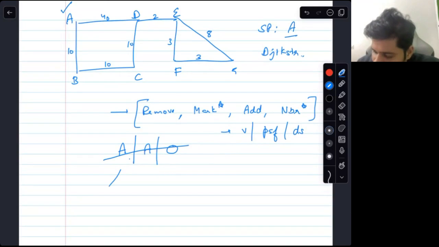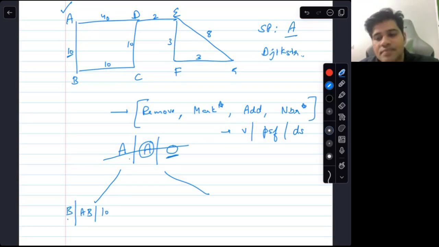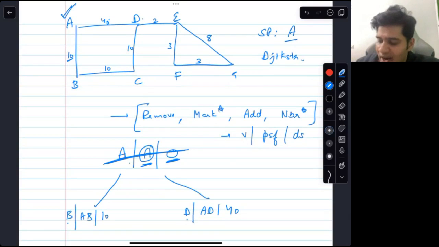I would add it here. B and D. B here. And see what the path for B would be. Old path plus this vertex. AB will be the path. Old cost plus this cost. AB cost 10. Okay. The other neighbor of A was D. So D would be added. Old path plus D's name, AD. Old cost plus this cost, 40. Is it clear so far? Remove, mark star, and adding the neighbors, basically.